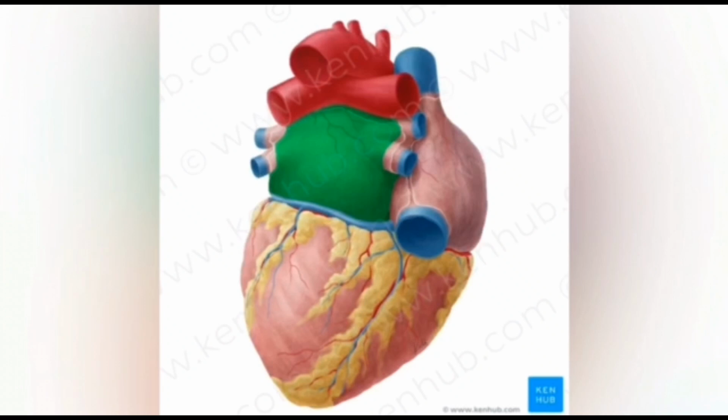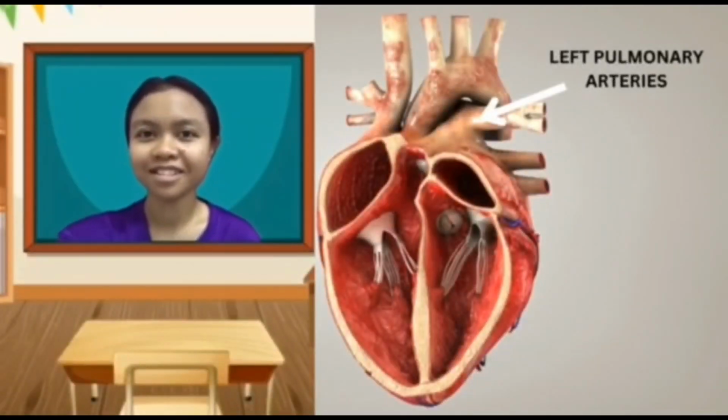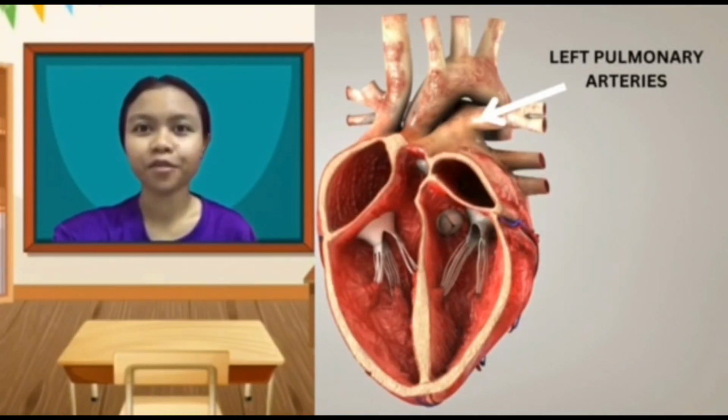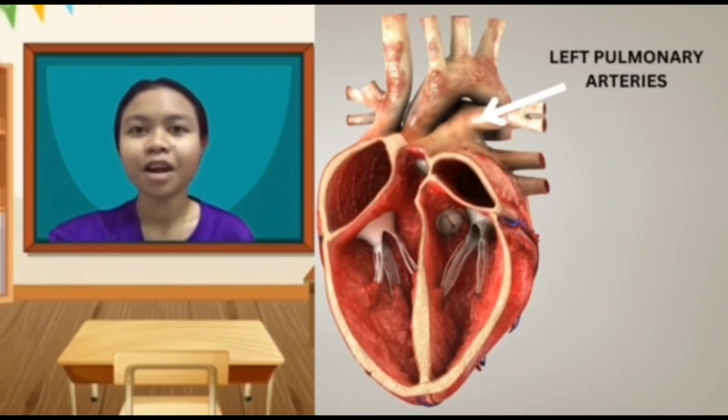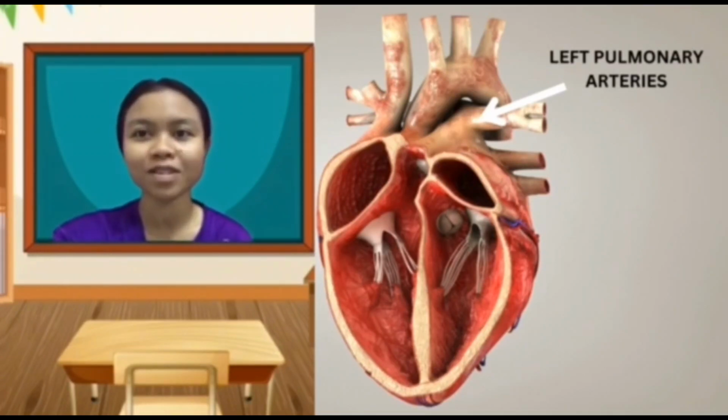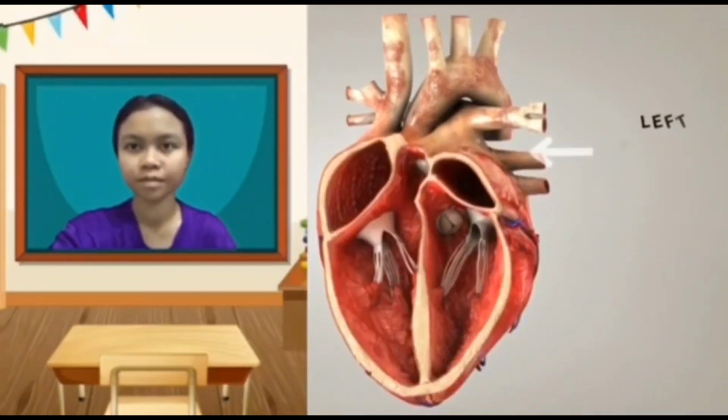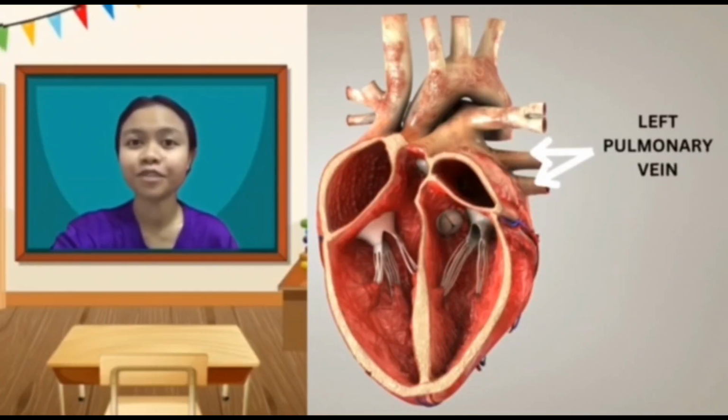So firstly, let's start with the pulmonary arteries. The left pulmonary artery carries the oxygenated blood from the left side of the heart up to the left lung. The left pulmonary artery also divides into smaller branches that reach the different segments of the left lung. The left lung contains alveoli where the blood exchanges carbon dioxide for oxygen. Meanwhile, the left pulmonary vein carries oxygenated blood from the lungs to the left atrium of the heart.